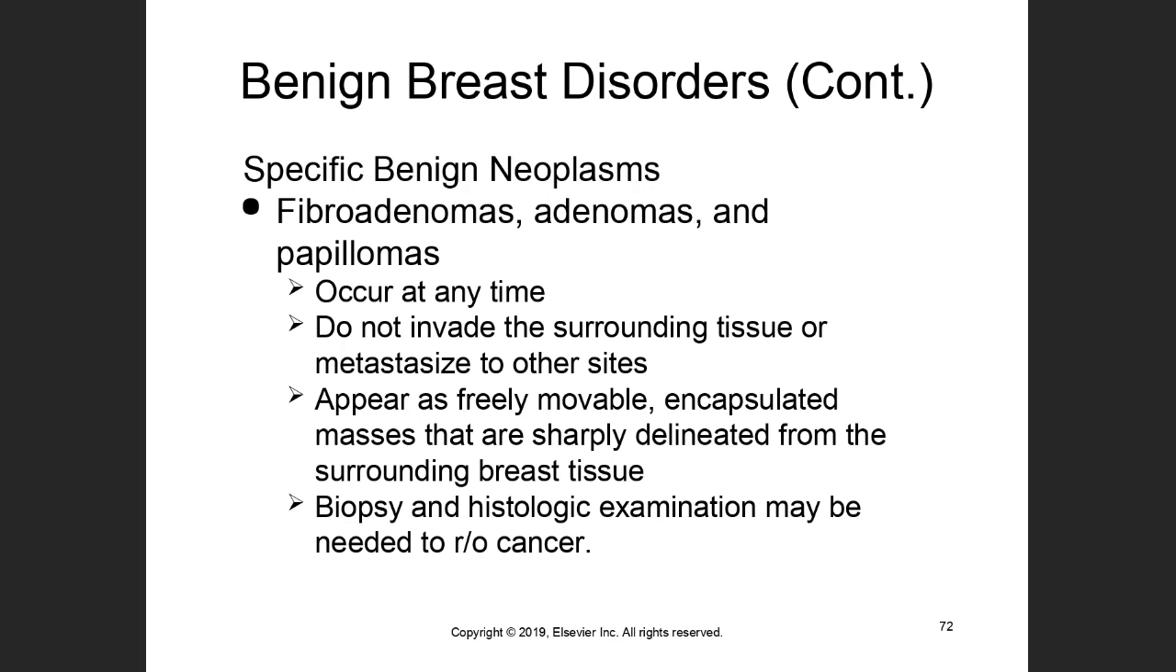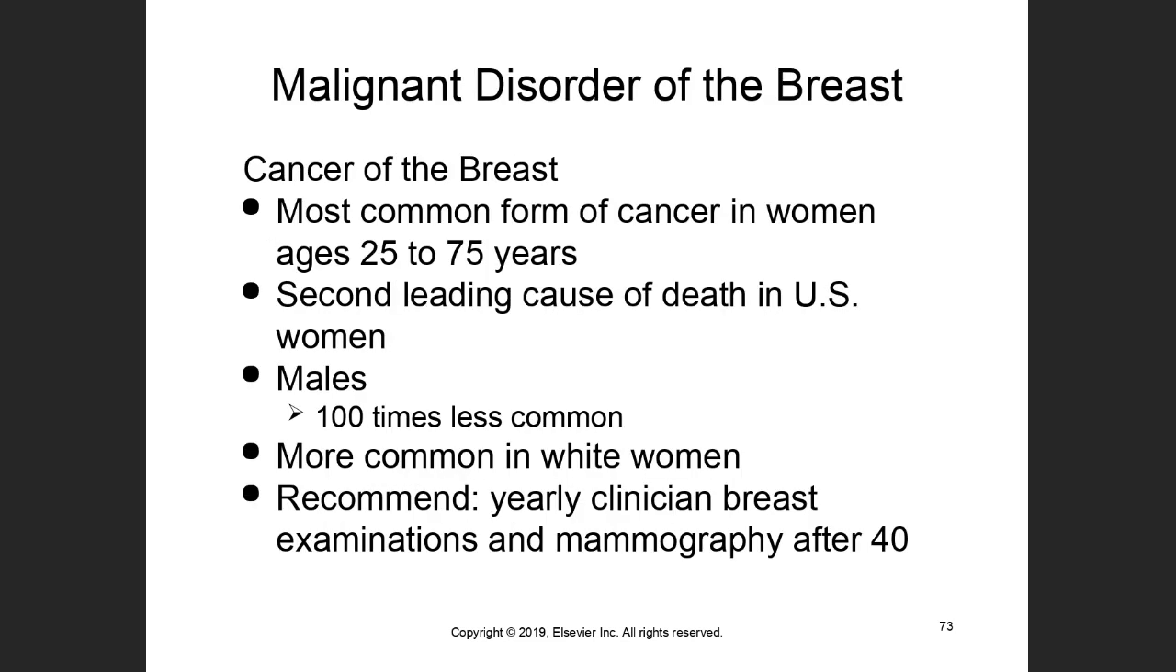Specific benign neoplasia: we have the fibroadenomas, adenomas, and papillomas. They occur at any time, do not invade the surrounding tissue or metastasize to other sites. They appear as a fairly mobile encapsulated mass, sharply delineated from the surrounding breast tissue. Biopsy and histological examination may be needed to rule out cancer.